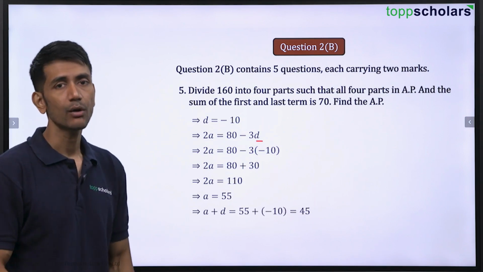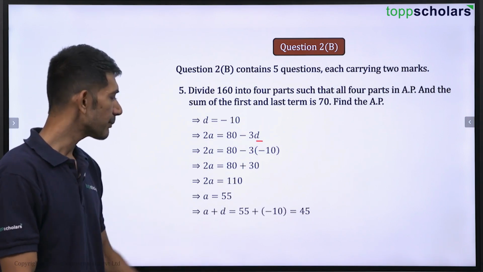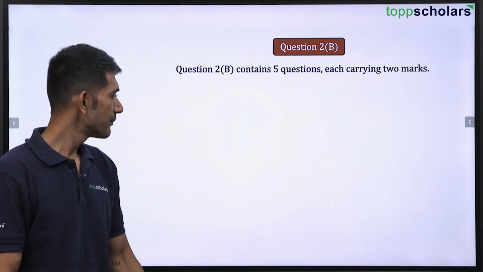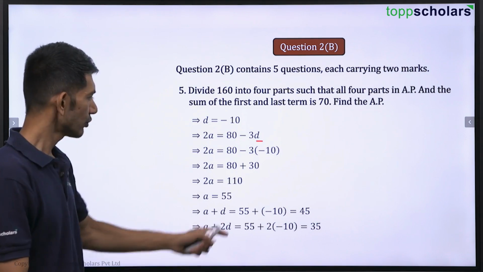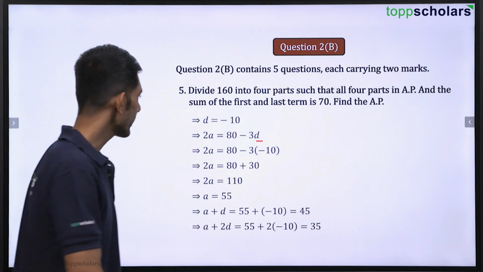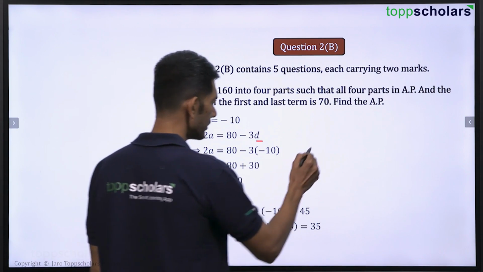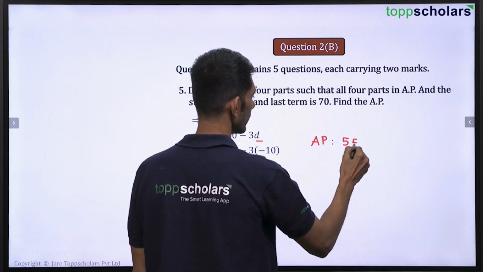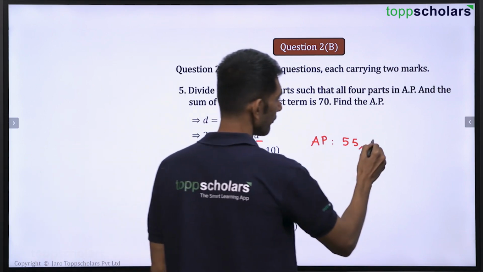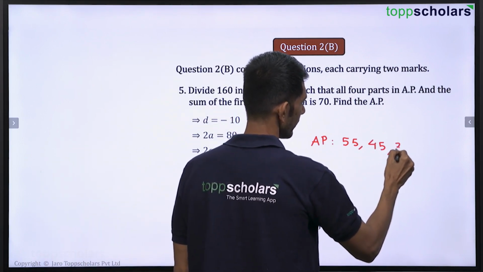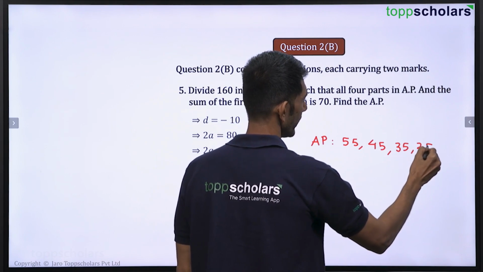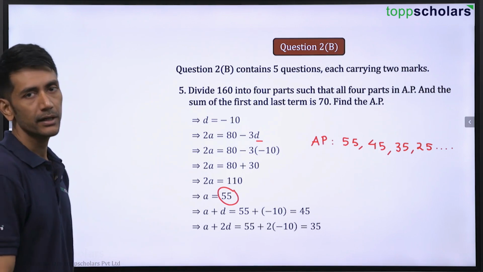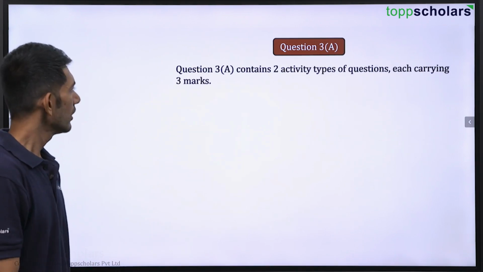You can easily find out all the 4 terms now. The second term is A plus D, that is 55 minus 10, 45. Then you'll get 35. And that is the AP that you get. So did we get the AP? Yes, we got the AP. So your final answer should look like this: the AP is 55 as the first term, the second term is 45, then 35, then 25, and so on. So that is your AP. Clear, easy, simple, perfect.